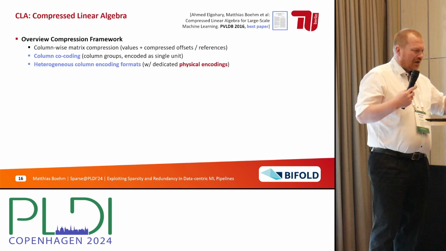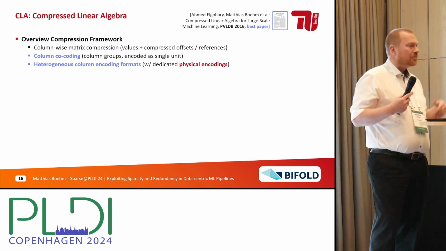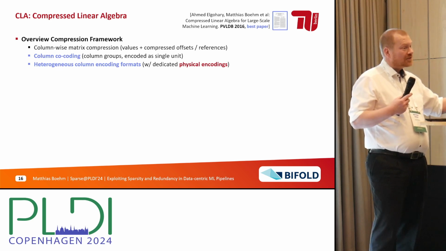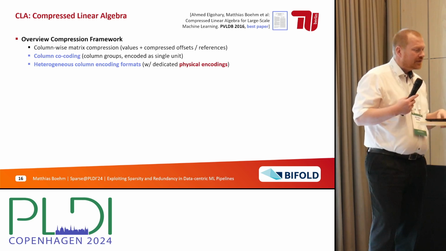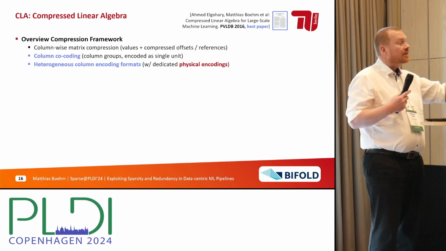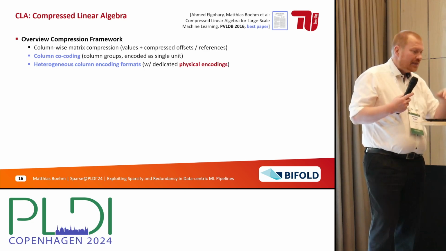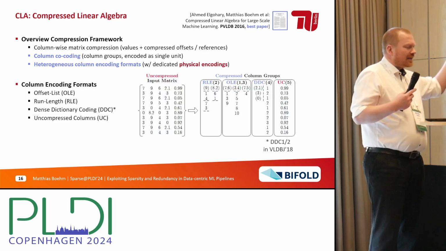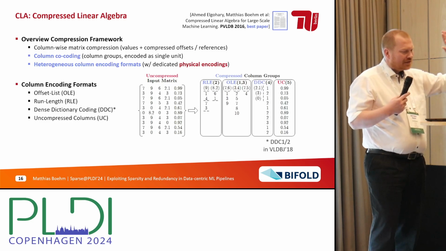So our prior work on compressed linear algebra applied lightweight database compression techniques to individual columns of a matrix. We did co-coding, and we selected heterogeneous encoding schemes for the different columns. Then we encode an uncompressed matrix into those different schemes.